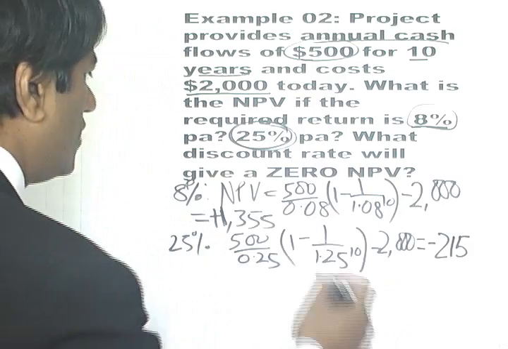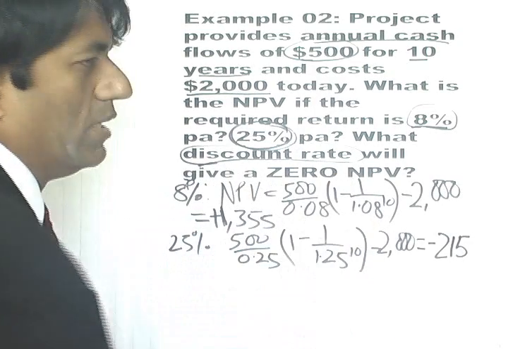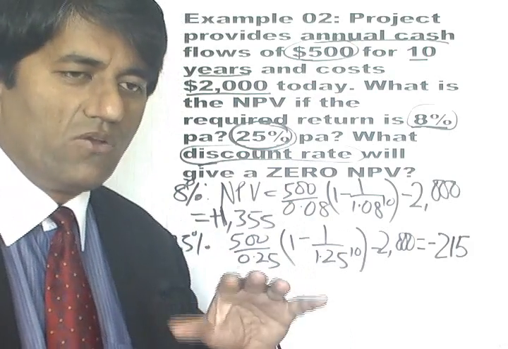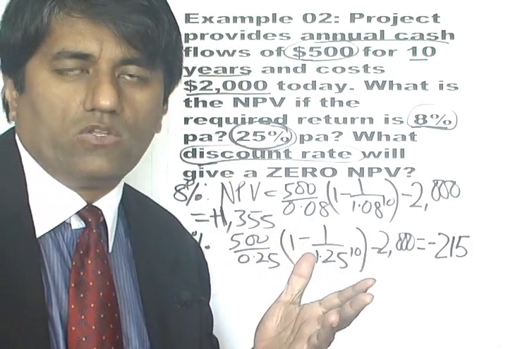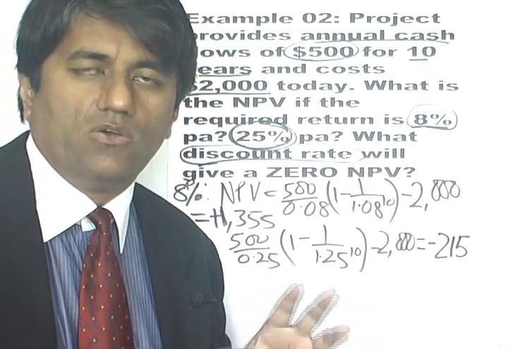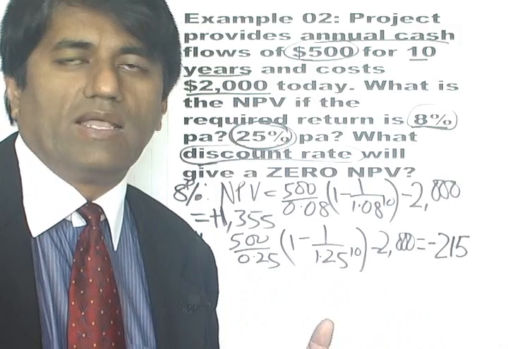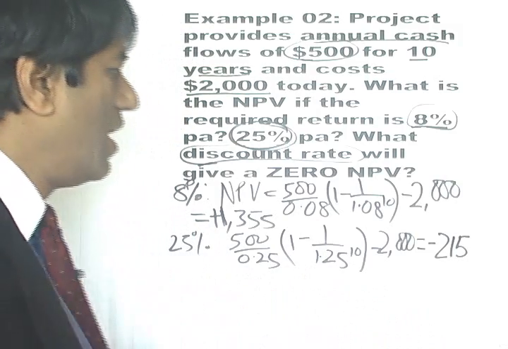Finally, we ask the question, what discount rate will give a 0 NPV? So at what rate will you just say, okay, you may do the project, you may not do the project, really doesn't make a difference. A 0 NPV means that you're kind of indifferent between doing it. It's not a bad thing if you do it, and it's not a bad thing if you don't do it.